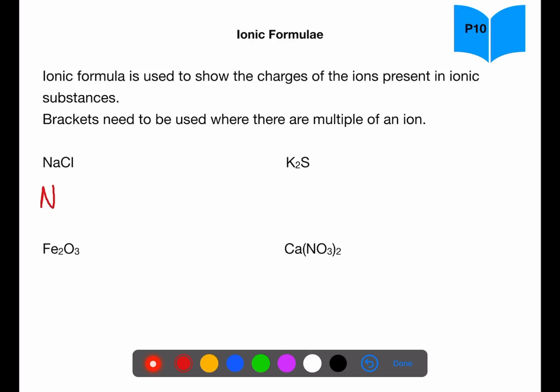For example, in sodium chloride, we have a metal with a valency of 1, Na+, and a non-metal with a valency of 1, Cl-. In K2S, we have 2 potassium ions, each with a valency of 1, so that's K+, brackets around them and the 2 on the outside, with a sulfide ion of a charge 2- as it's non-metal with valency 2.